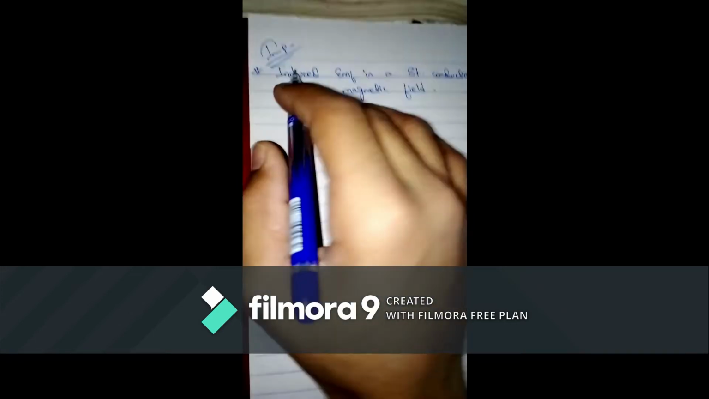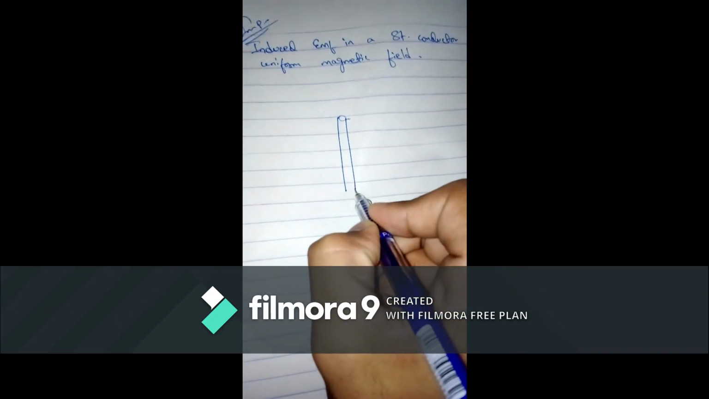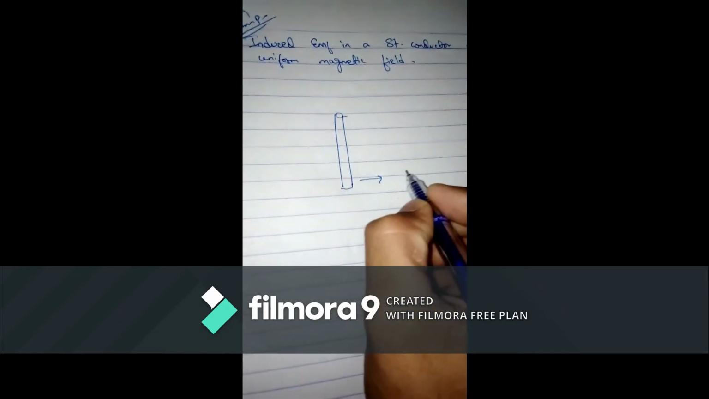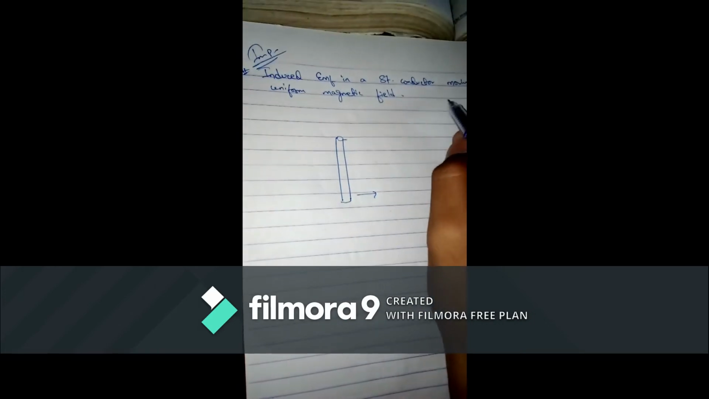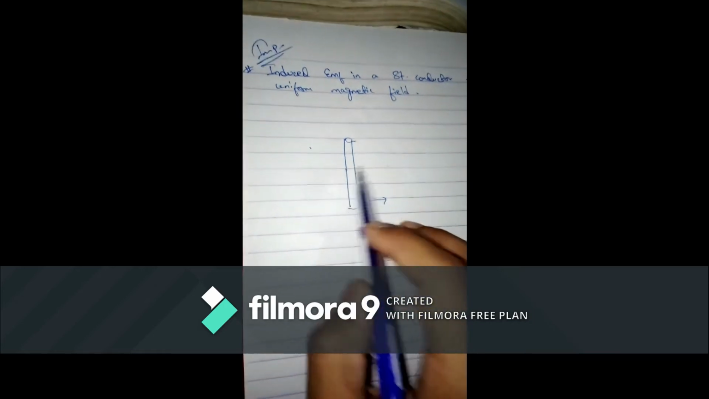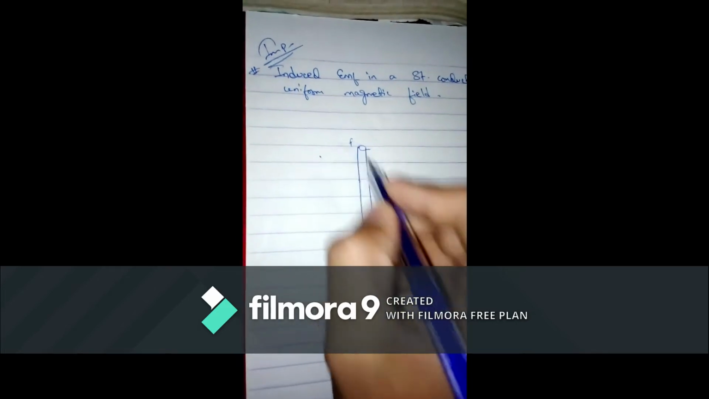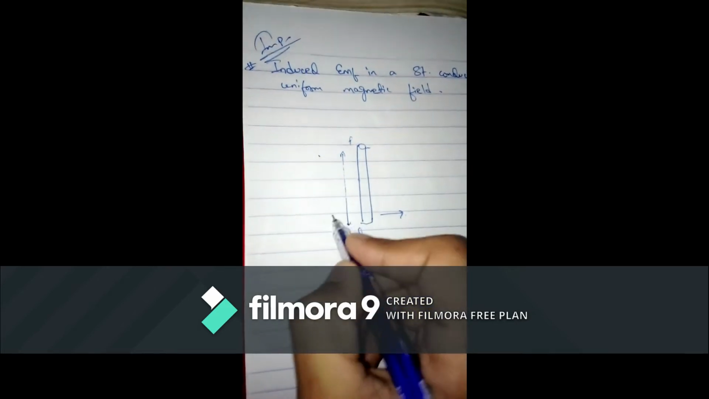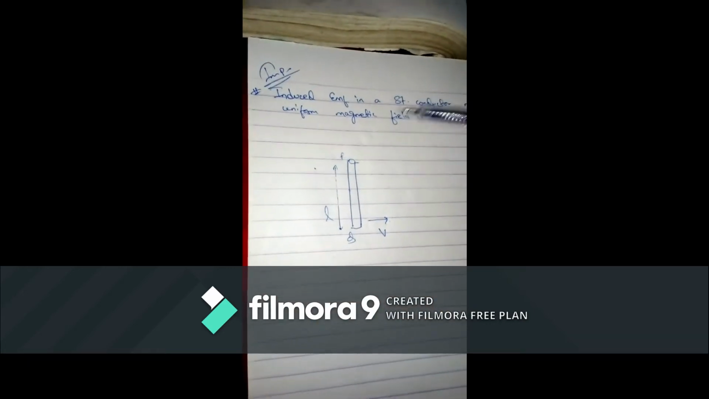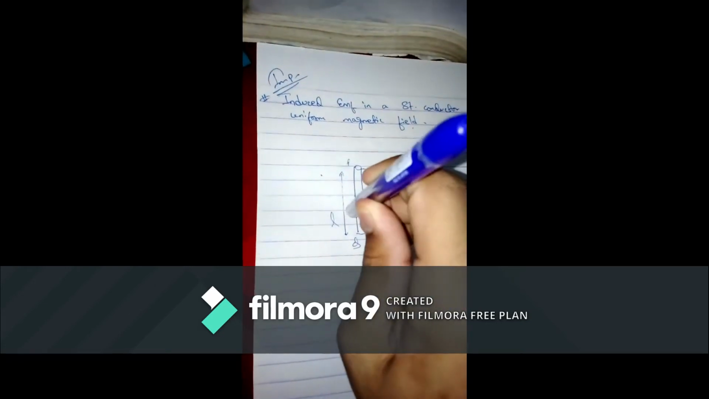So for this we'll just make a straight conductor, somewhat cylindrical, you can make it. This is a straight conductor which is moving in this direction in a uniform magnetic field. There is one thing: the conductor is moving at right angle to this uniform magnetic field. This conductor, which is PQ, is of length L. It is moving with velocity V in this direction, at right angle to the uniform magnetic field.